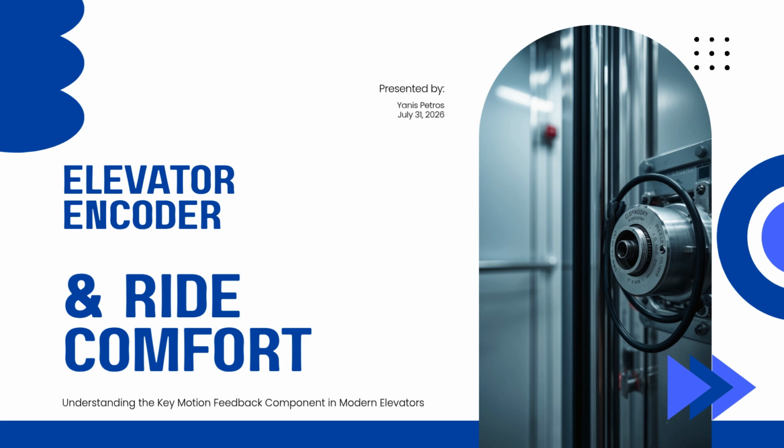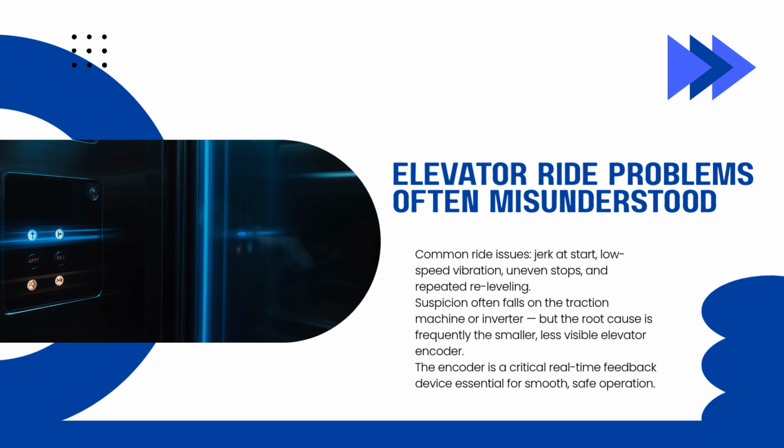An elevator encoder is not just a speed sensor, it is a motion feedback device that helps the controller understand what the motor and elevator car are actually doing in real time. Without stable encoder feedback, modern VVVF elevators cannot maintain smooth acceleration, stable deceleration, accurate floor stopping, or reliable low-speed control.